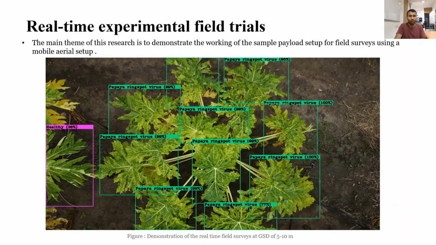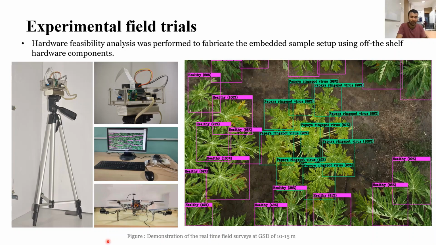So you can see that this was the experimental setup that we formed. This was the sample payload. The sample payload had a weight of about 446.2 grams and was accommodated within a 10 by 6 by 4 centimeter cube space, making it efficient enough to be mounted as a sample payload on the mobile aerial robot. This was the ground control station where we connected the sample payload with the peripherals, and this was the mobile aerial setup, which had an endurance of about 20 to 25 minutes based on what modalities we mounted on the robot.